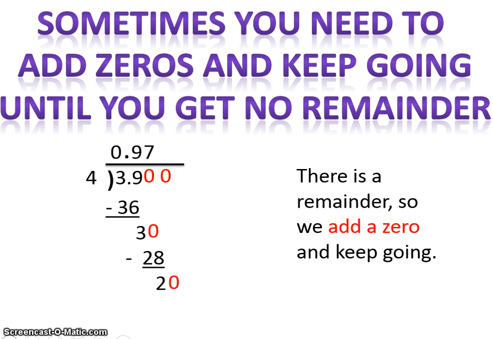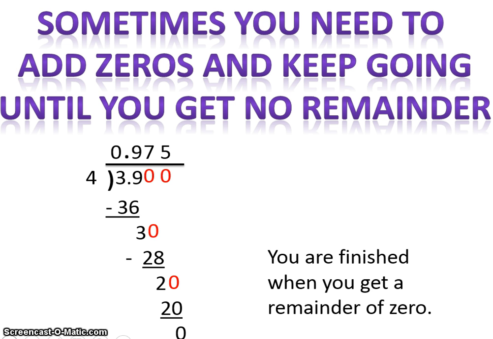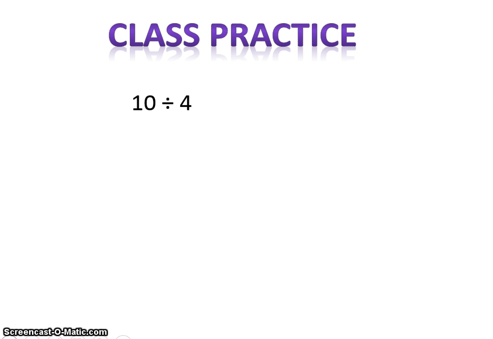Now we say, how many times does 4 go into 20? It goes in there 5 times. 5 times 4 is 20. And now we have a 0 as a remainder. Once you get a remainder of 0, you are finished. Copy this down, and then you can practice the problem on your own. Here's the problem I want you to work on.